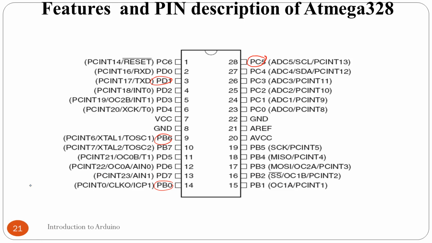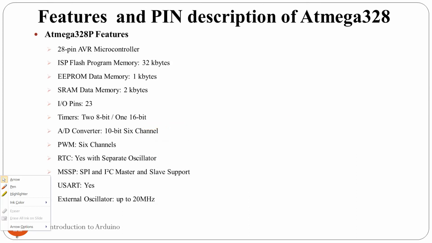Okay, now here they have mentioned ADC0, ADC1, ADC5. Okay, what does it mean? These are the analog pins, that is analog to digital. So whenever you are using this microcontroller, you must connect the analog data to these pins only. Okay, now here are the features of this Atmega 328 microcontroller.